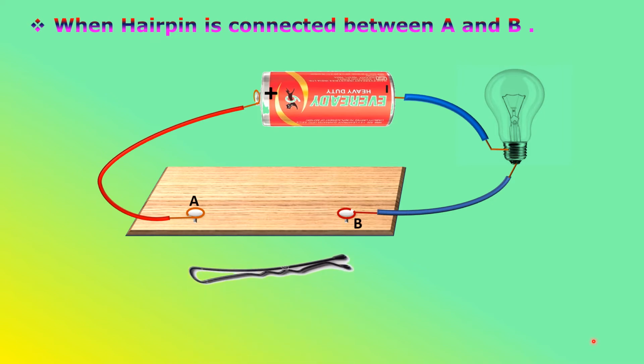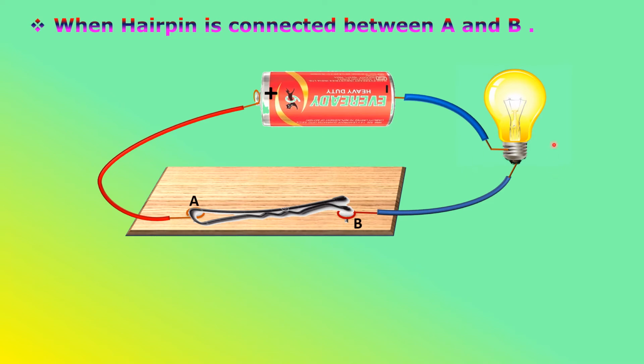See here how I am connecting it. Yes. Bulb is glowing now. When the hairpin is connected between A and B, the circuit has become closed now. Current is passing through the circuit, hence the bulb is glowing. Okay, then what is the result here? Let us see. Result: bulb glows. When the hairpin is connected between A and B, the bulb glows.